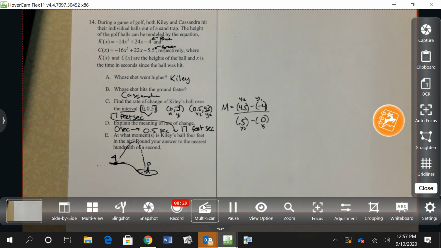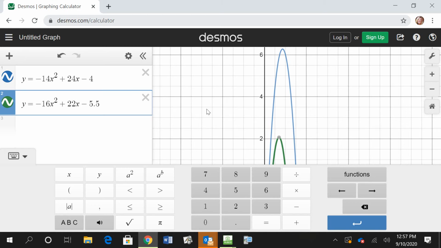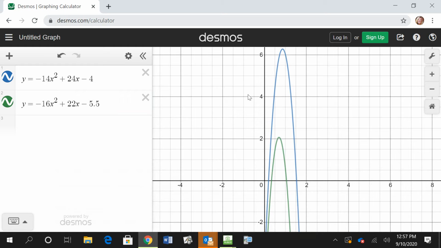At what moment or moments is Kylie's ball exactly 4 feet above the ground? And it says to round to the nearest hundredth if we have to. Okay, so remember when we look at this graph, 4 feet is right here. And I can see at 2 places is 4 feet. So I'm able to click here. And if it's not exact, I'm going to tell you what we can do.